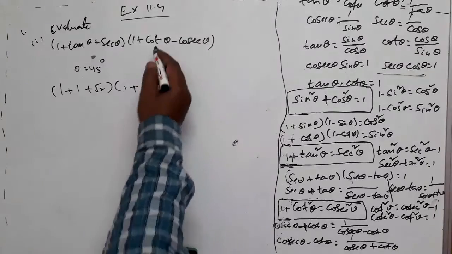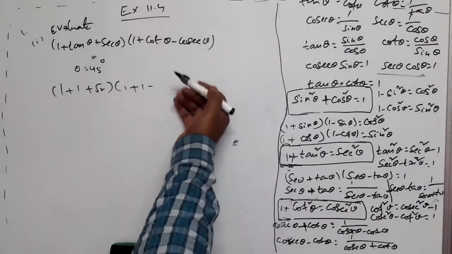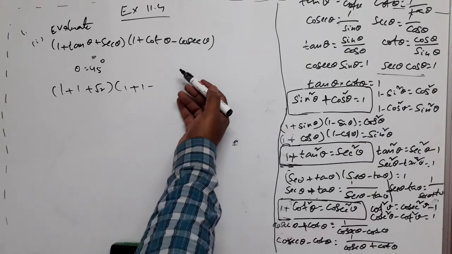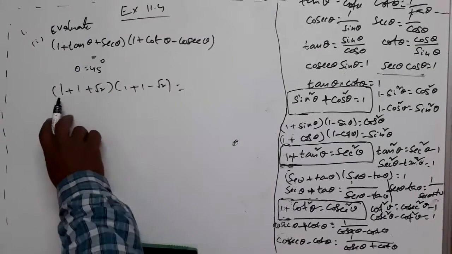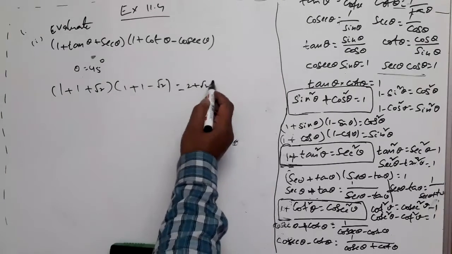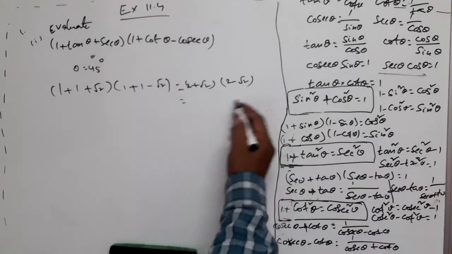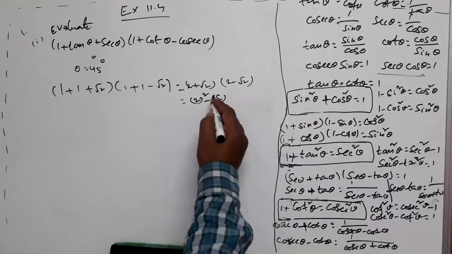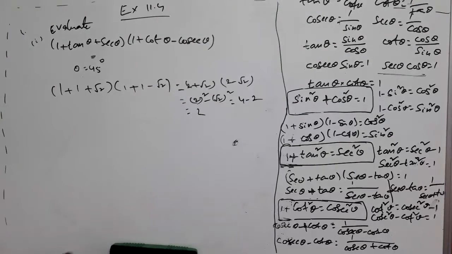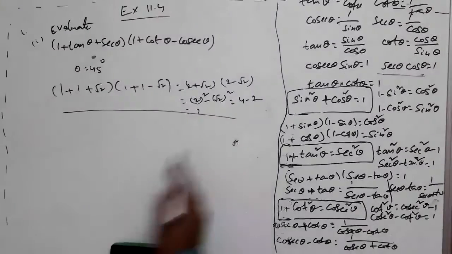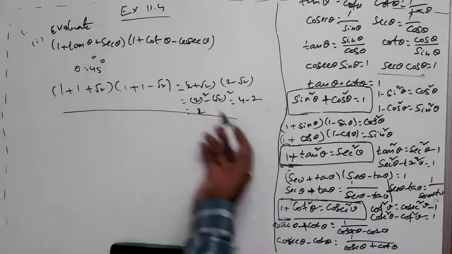In the same way, 1 plus cot 45 degrees is 1 minus cosecant 45 degrees. Cosecant 45 is 1 by sin 45. Sin 45 degrees is 1 by root 2, so 1 by that is root 2. Let us simplify further. 1 plus 1 is 2, 2 plus root 2, and this is 2 minus root 2. This is of the form a plus b into a minus b, a square minus b square. So this is 4 minus 2, that is 2. So your expression for theta 45 degrees is 2.